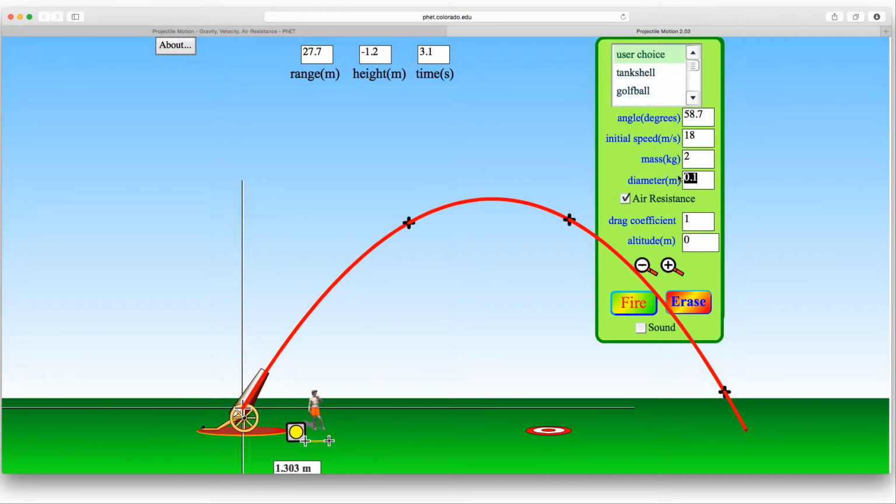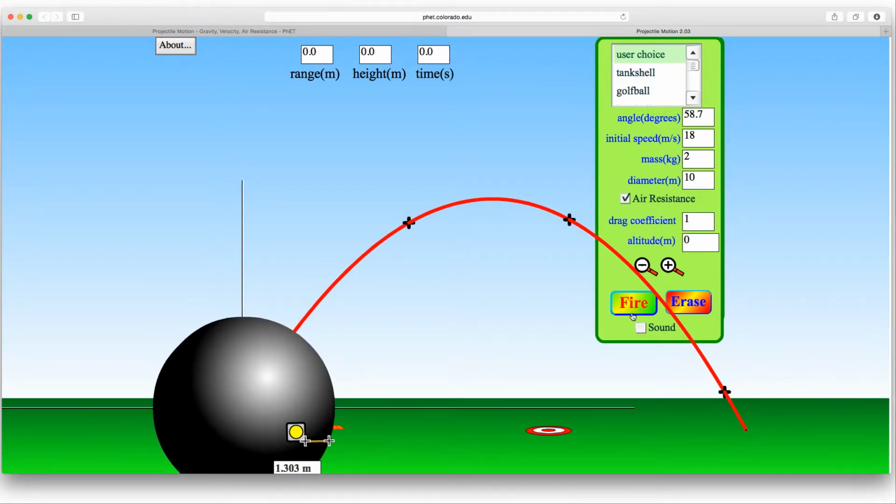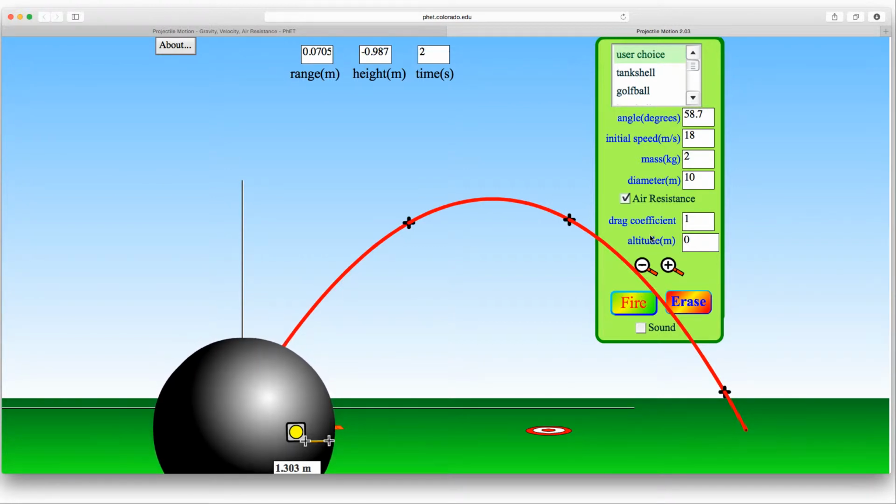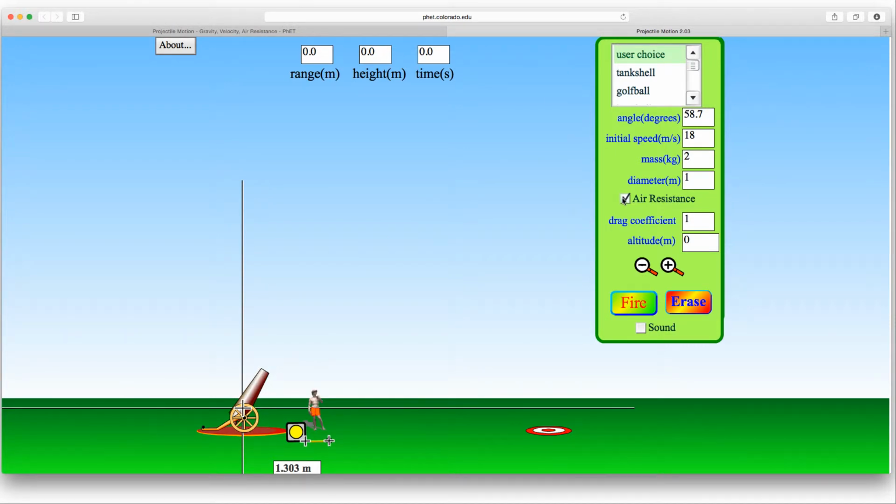How about 10 with air resistance? And what happens? Well, it didn't go very far at all because of the drag. Let's see if we can get it to travel. How about 2? 1? Okay, so we can see that air resistance does have an impact. For our purposes, it's not really useful.